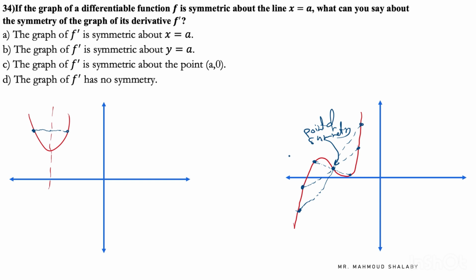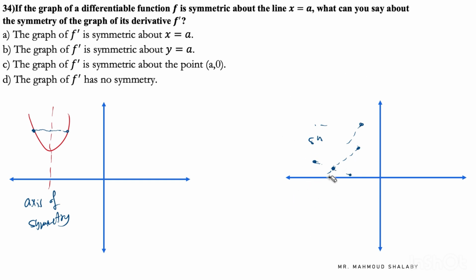So I can say this one last time: in the even graphs, we have an axis of symmetry, while in the odd graphs, we will have a point of symmetry. All right? Now let's add something else, because this is a normal one, but we have a more special case in this question here. So let's see why I'm explaining this.